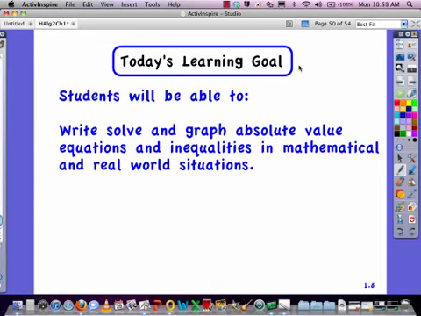Today our discussion comes from the last section of Chapter 1, so Section 1.8, Solving Absolute Value Equations and Inequalities. We will be taking a lot of the information and review work that we did in the chapter and applying it to absolute value equations and inequalities. You can see the student learning goal today.